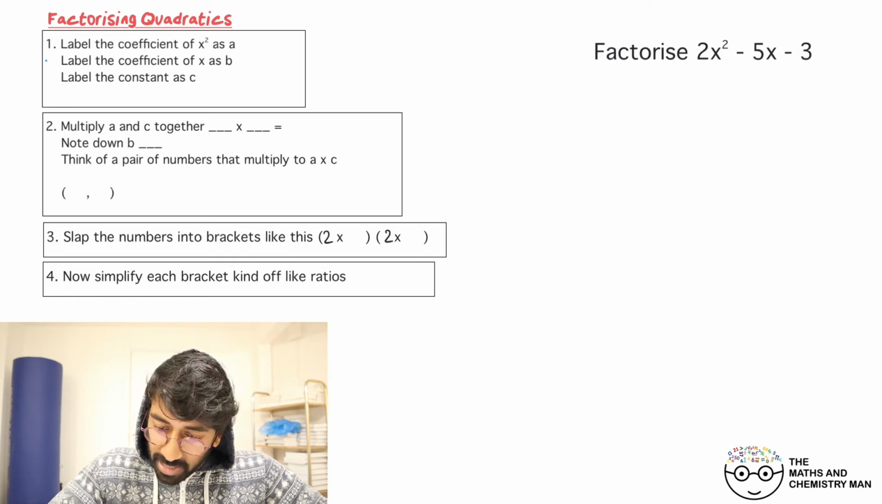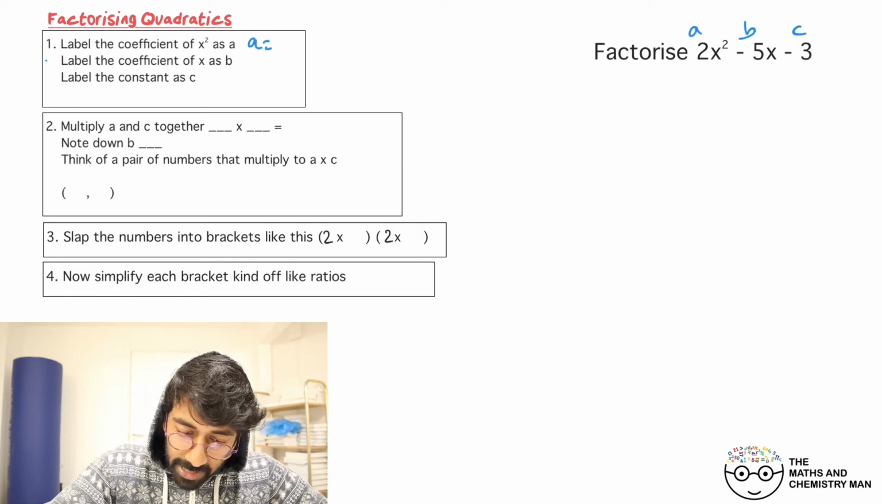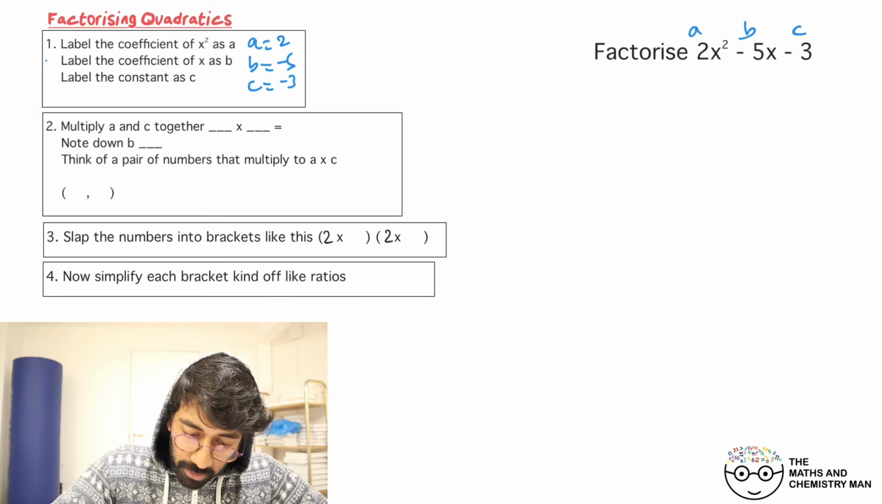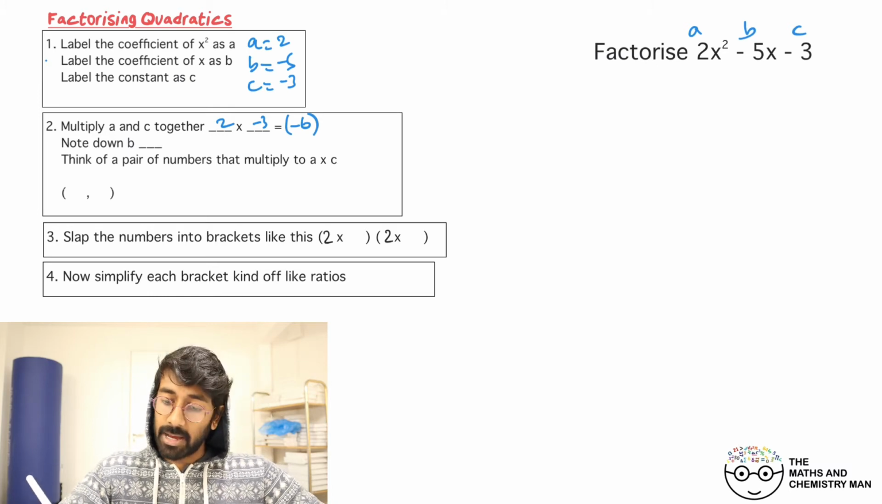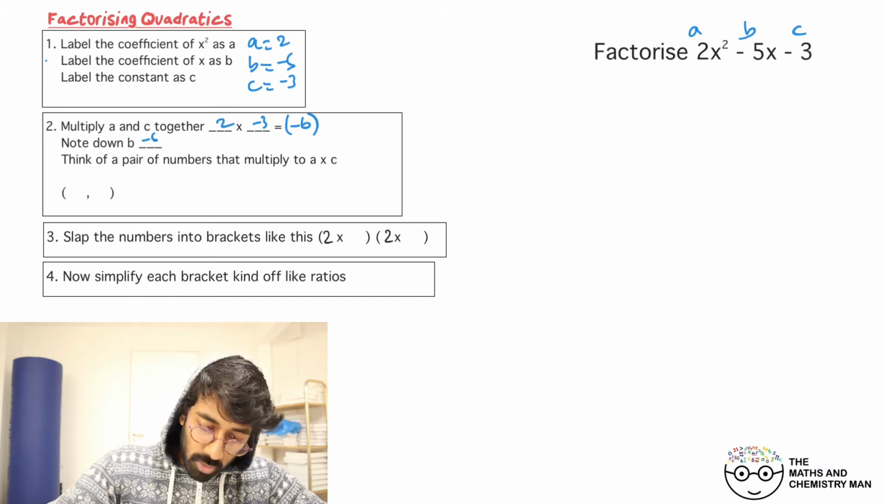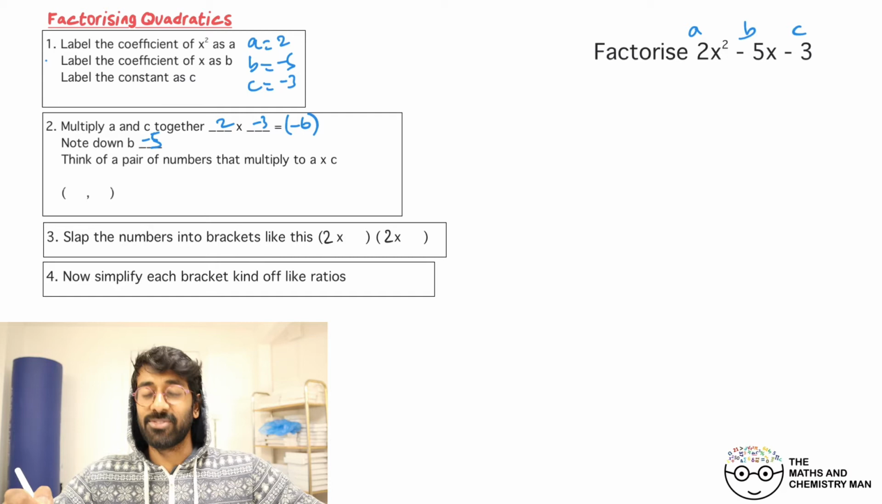Last example. Start with A, B, and C again. So A, B, and C. A is equal to 2. B is equal to minus 5 and C is equal to minus 3. So this time A times C, that's 2 times minus 3, is minus 6. And make a note of B, so B was minus 5.